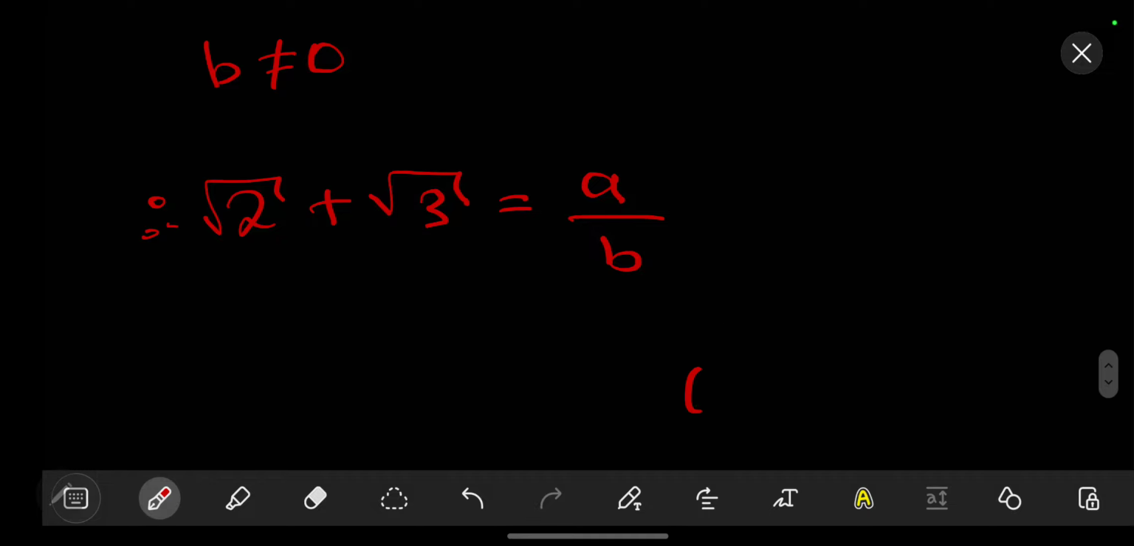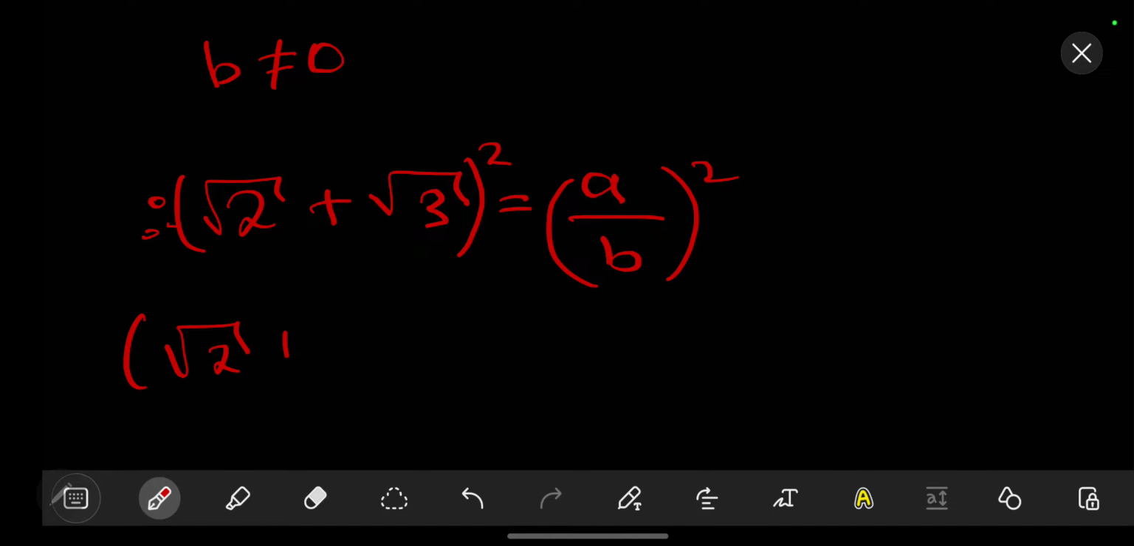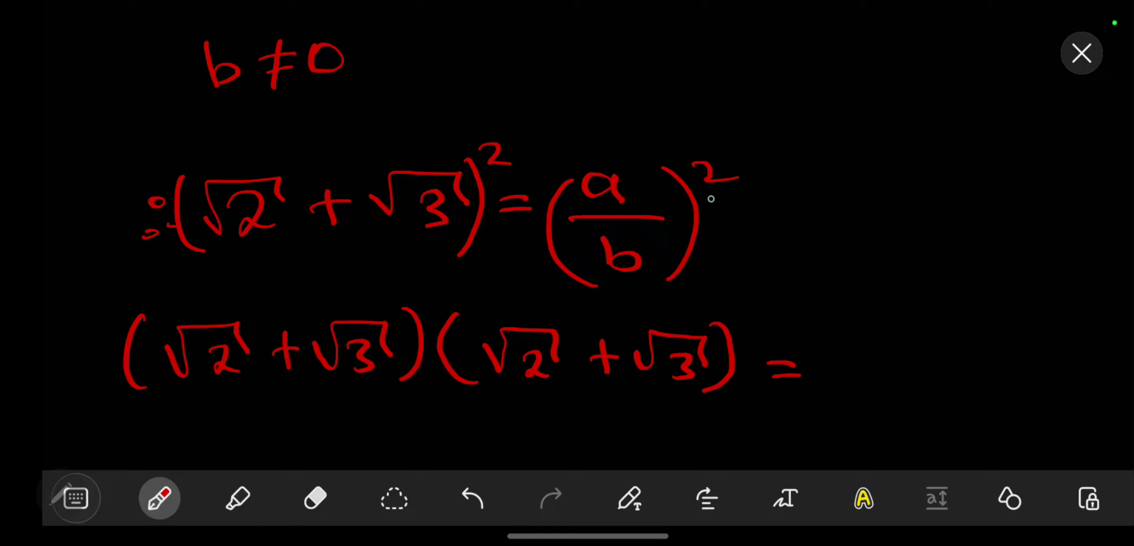You know that if you multiply 3 times 2, you are going to get 6. But you must ask yourself, how can I get 6? It is by squaring both sides. Squaring both sides means you square this side and this side. So we are going to have two brackets: the square root of 2 plus the square root of 3, then we open another bracket, the square root of 2 plus the square root of 3, which should be equal to a squared over b squared, since squared can be distributed.